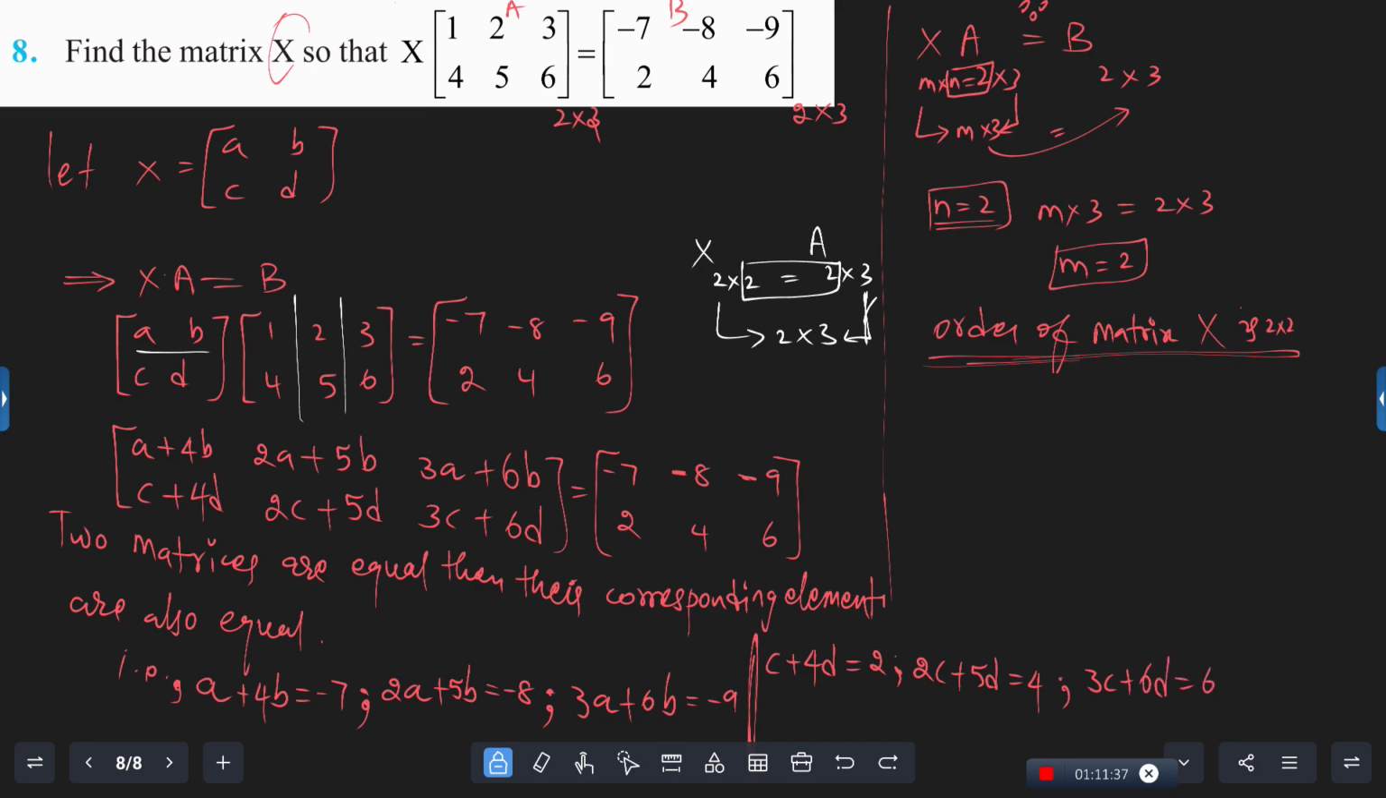So see, in these 3 and these 3, any 1 or 2 you just simplify. Any 2 you take and simplify, you will be getting A, B. Like that here, any 2 you take and simplify, you will be getting C, D. That's it. Okay. First you complete.